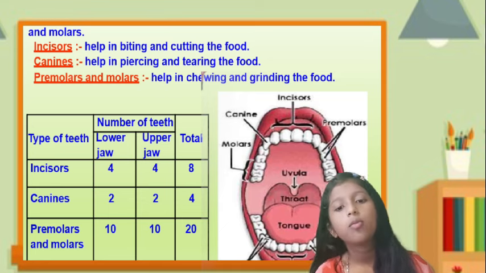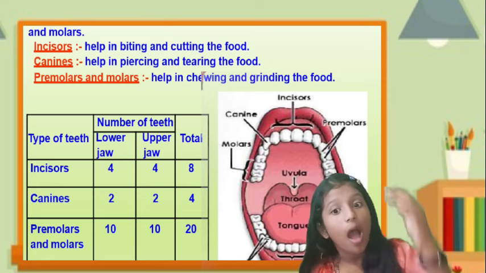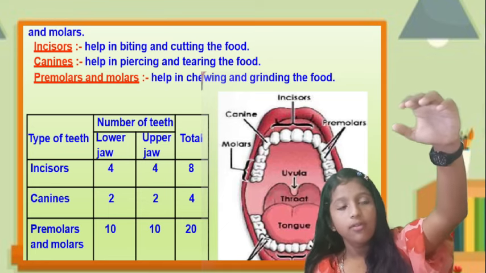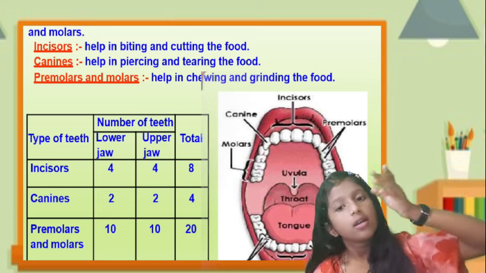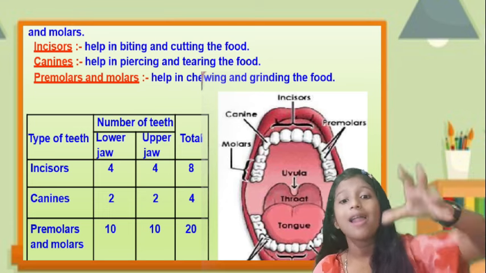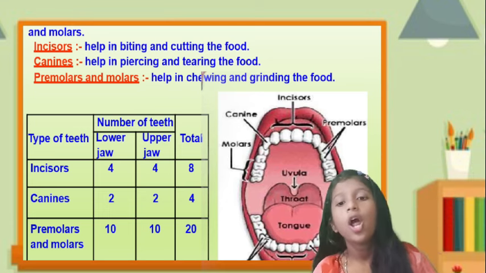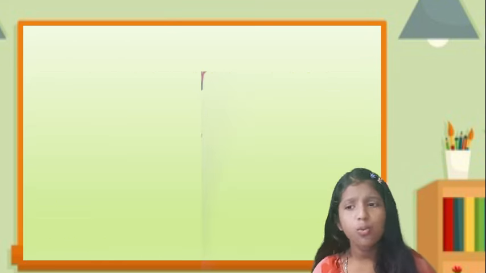Molars and premolars. Molars are 5, premolars are 5, equal to 10 in the lower jaw. And in the upper jaw also, 5 molars and 5 premolars. Okay, total 20. Next, what is next?